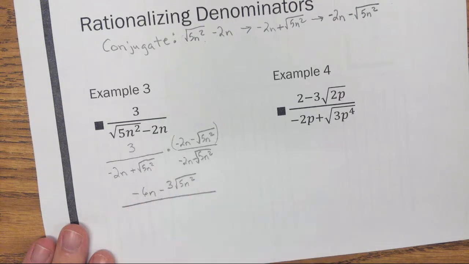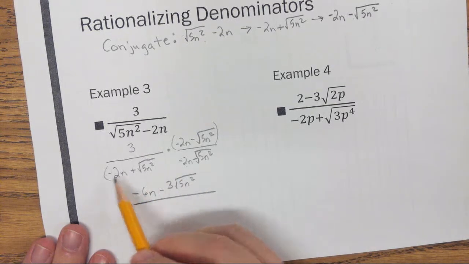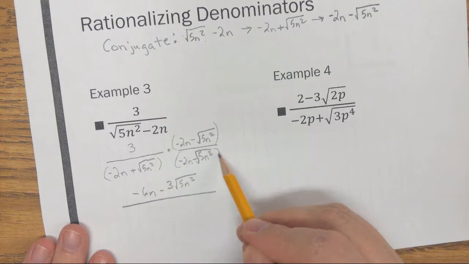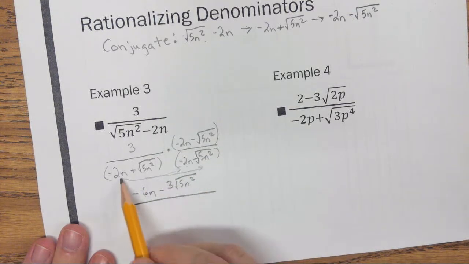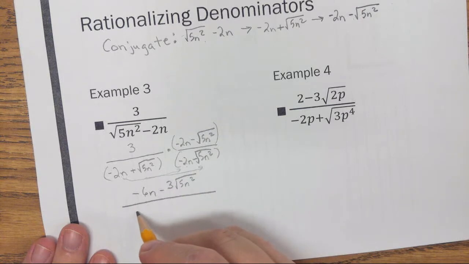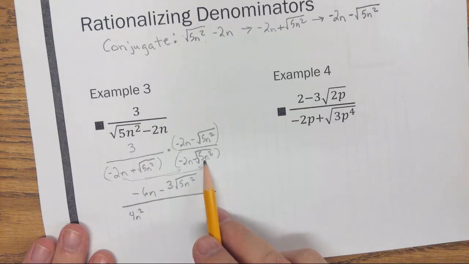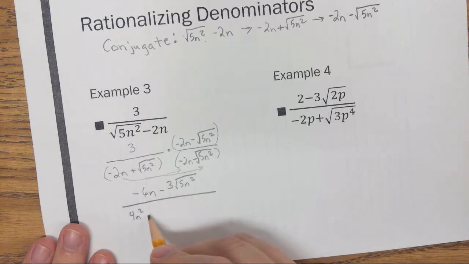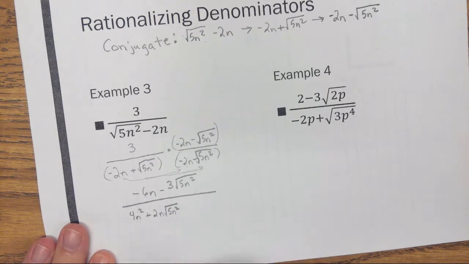Now, let's do the bottom. Negative 2n times negative 2n. This is just multiplication with radicals. I'm distributing everything through just like I normally would. Negative 2n times negative 2n is 4n squared. Negative 2n times negative 5n squared is plus 2n radical 5n squared.